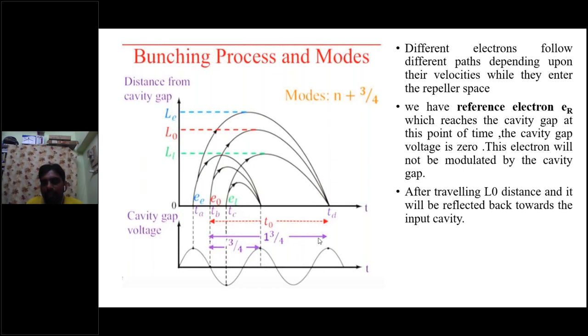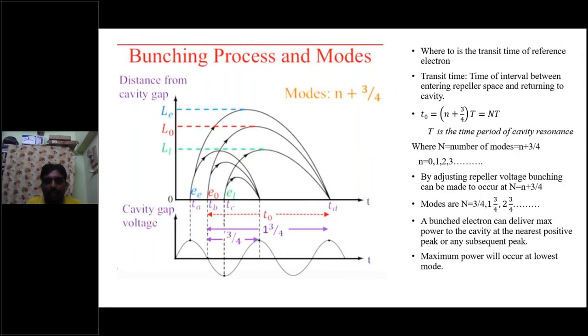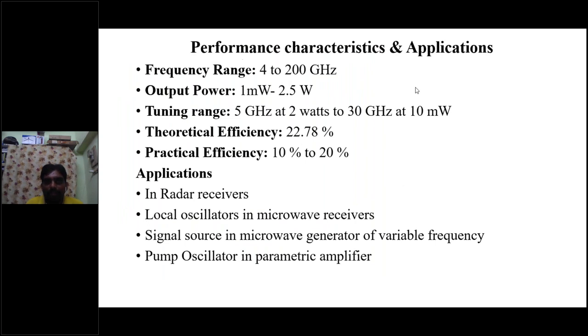But this we already observed in our class notes, for the examples of 1 3/4 and 2 3/4, how we can represent it. And then the diagrams, early electron and late electron, what we can explain. And then finally, the last one is performance characteristics.